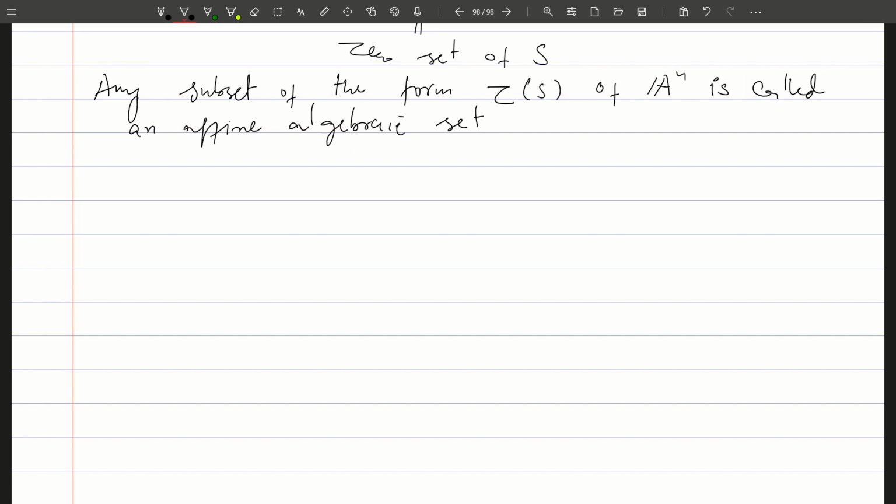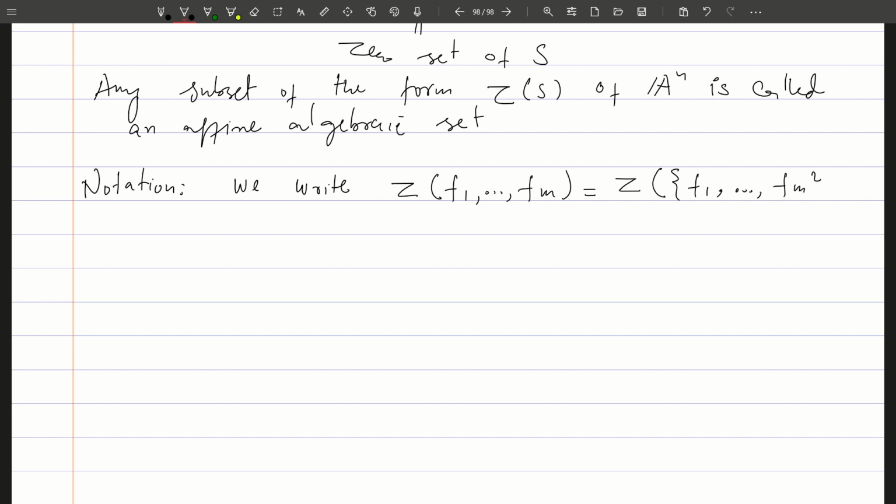We have this notation over here. For a given set of polynomials, we write Z(f1, ..., fm) for the zero set of the set of polynomials containing the polynomials f1 through fm. So this is just a notation.